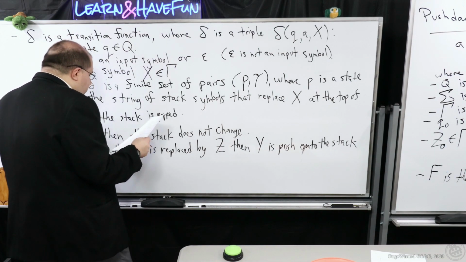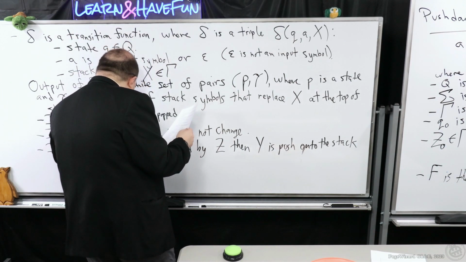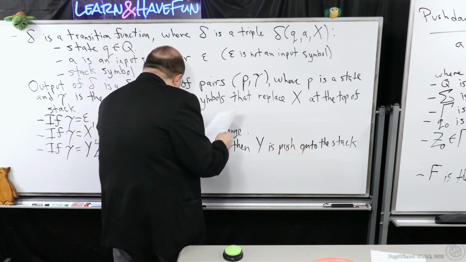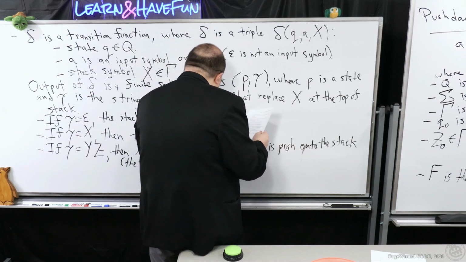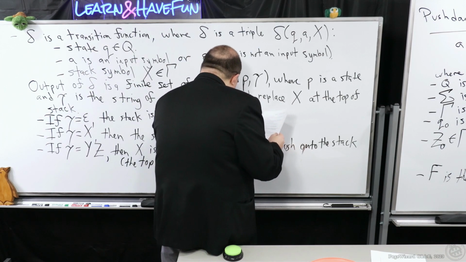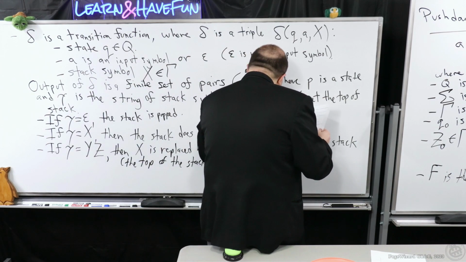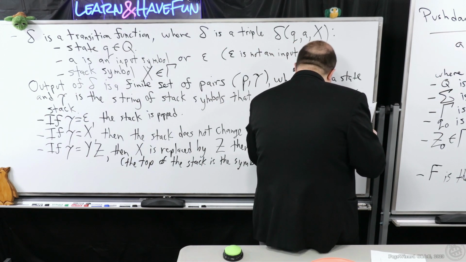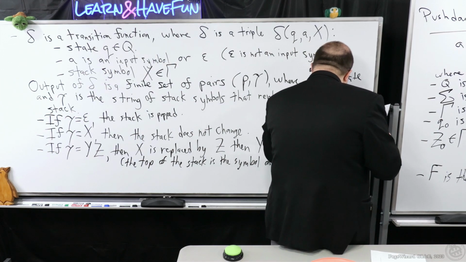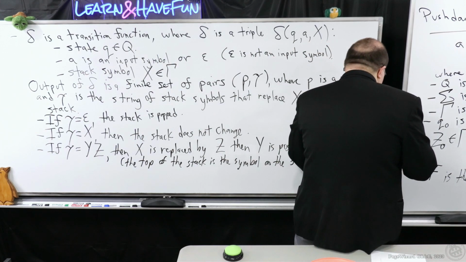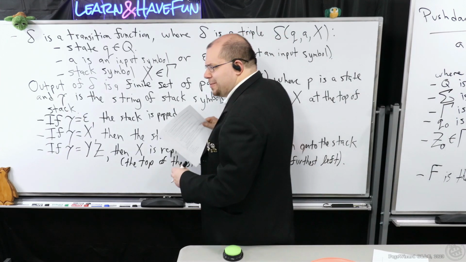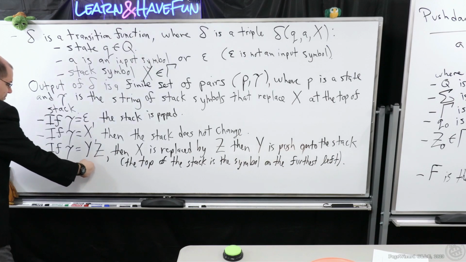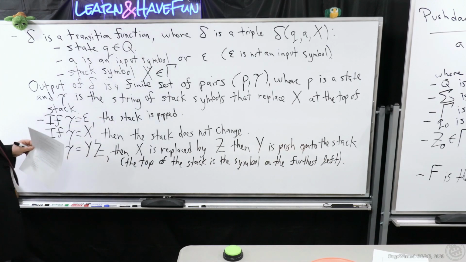So as a result of this, if you're wondering where the top of the stack is, the top of the stack is the symbol on the furthest left. At first, for those that are familiar with stacks, this might look a little backwards. So the top of the stack will be the leftmost symbol that gets replaced here.